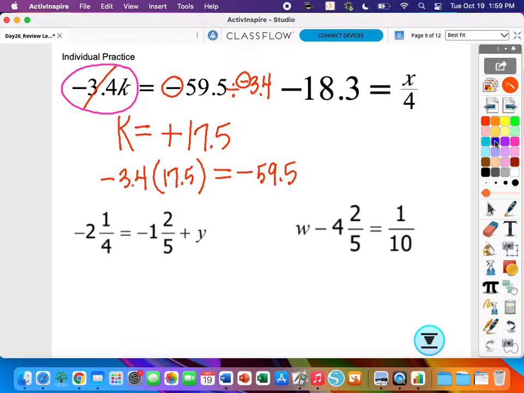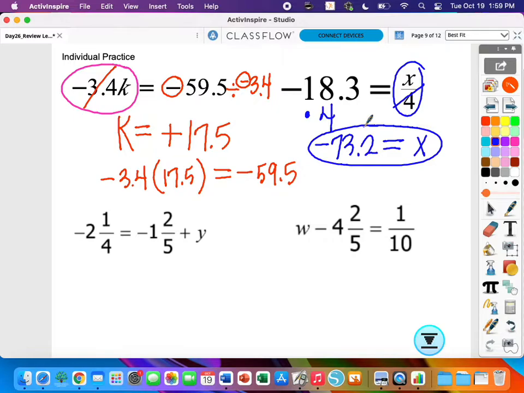All right, my next one. Negative 18.3 equals x divided by 4. This one's a little different because the x is on the right-hand side, but you still work it the same way. I am dividing by 4 in my actual equation, so to solve, I will multiply by 4, and that's going to get rid of the dividing by 4. It leaves my x by itself on one side, which is all I want, and then I just have to work this problem. Negative 18.3 times 4, and I'm going to get negative 73.2.